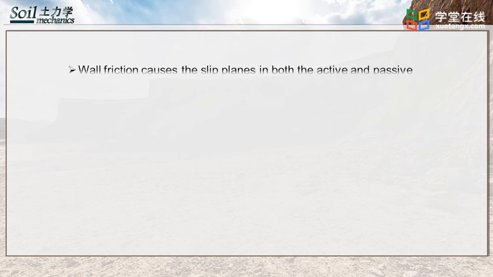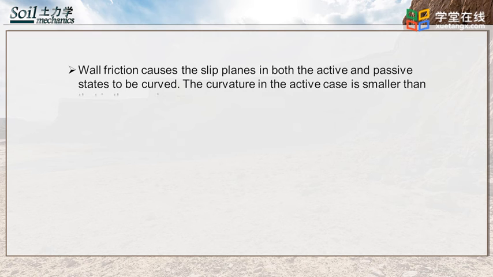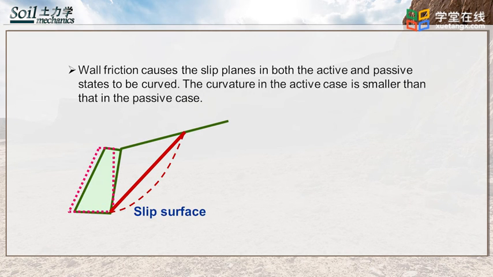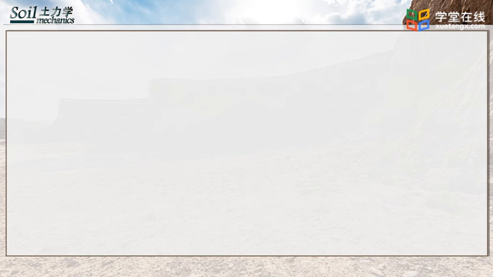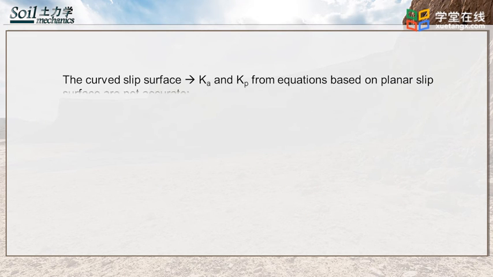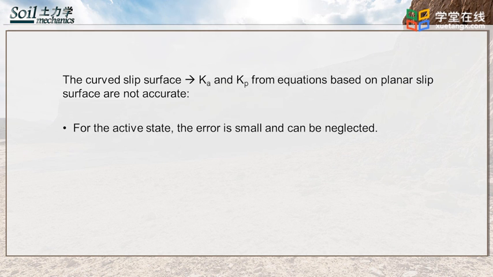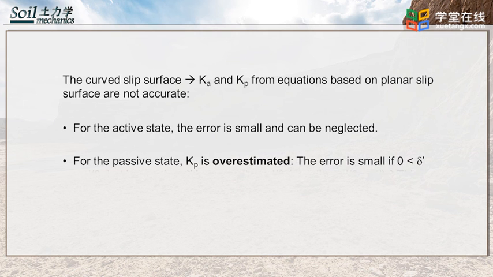Wall friction causes the slip plane in both the active and passive states to be curved. The curvature in the active case is smaller than that in the passive case, as shown in dotted lines, but in the calculation, the slip surface is simplified to a planar slip surface, as shown in the solid lines. Since the Ka and Kp are based on a planar slip surface, the Ka and Kp are not accurate. For the active state, the error is small and can be neglected. For the passive state, Kp is overestimated.